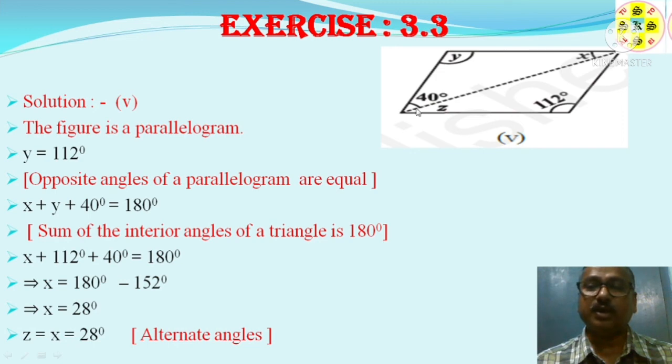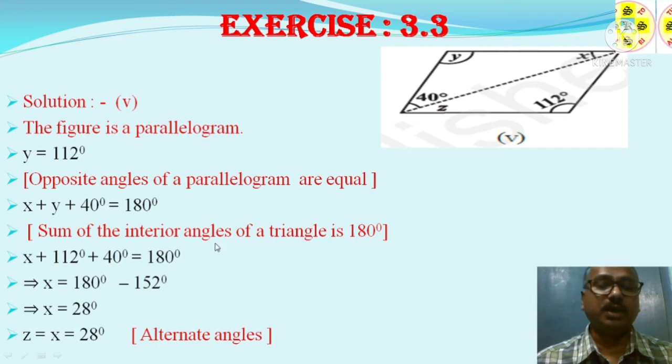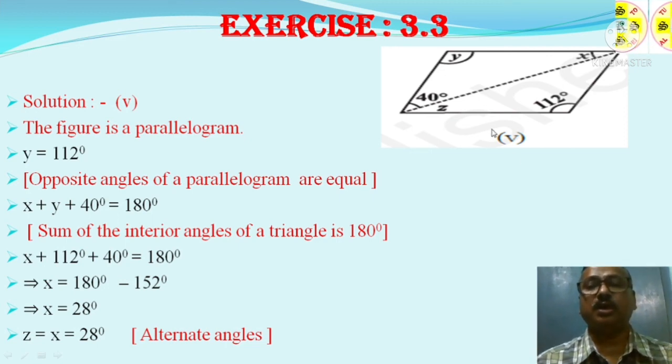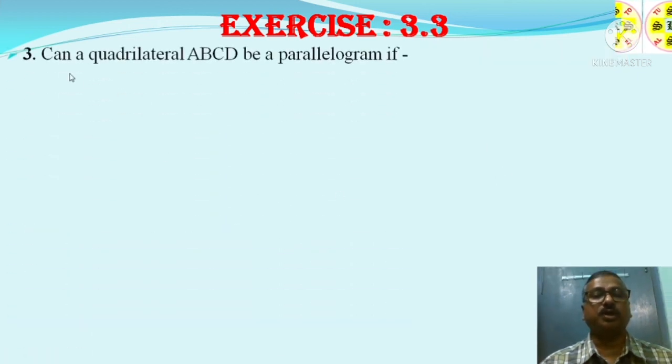This is the transversal. So this angle and this angle are interior alternate angles, so they are equal. x equal to z, that is 28 degree, interior alternate, or in short you can write alternate angle. So in this figure, x, y, z are all known. This was the last part of question number 2. Now let us move to question number 3.